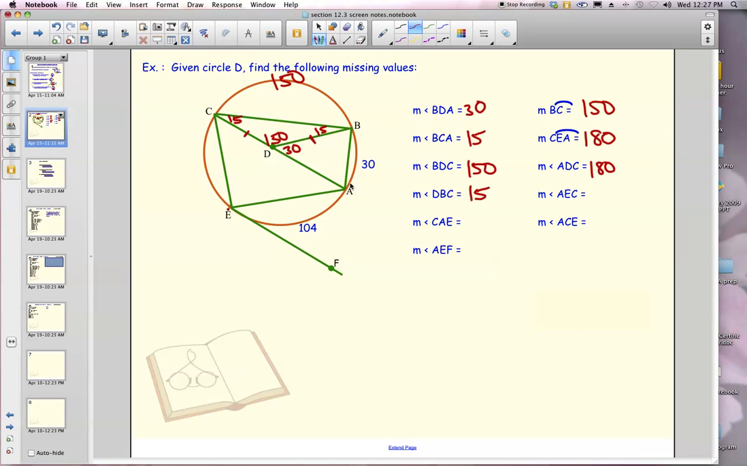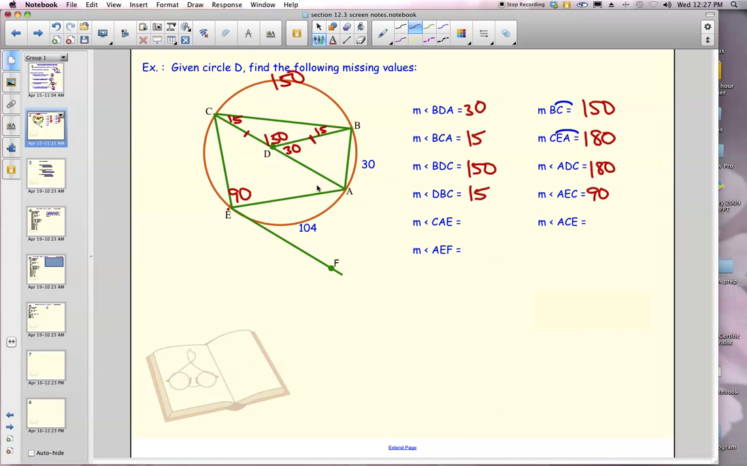Angle AEC, in order to figure out what angle AEC is, we have to know what arc it cuts. It's an inscribed angle. It starts on the vertex or on the circle, and it cuts the semicircle. It cuts CBA. So since it cuts 180 degrees, AEC has to be 90.